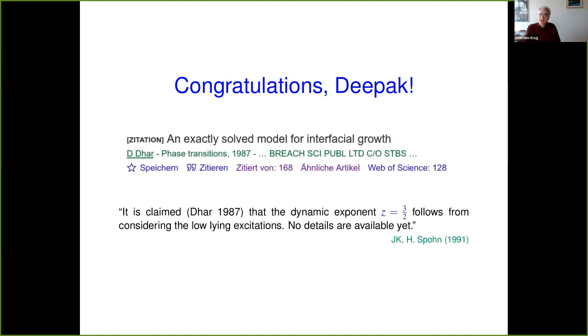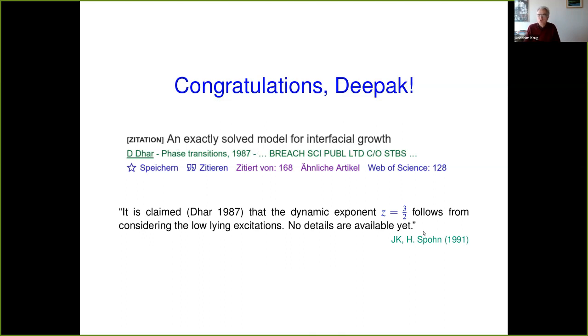And my problem at the time was that Deepak didn't really publish this result. So there was a kind of one-page paper in a somewhat obscure journal, more like an abstract. And so to me, it seemed a little bit like Fermat's last theorem, something sort of scribbled on the edge of a notebook without really knowing what it was. So this is a citation here, Phase Transitions 1987.